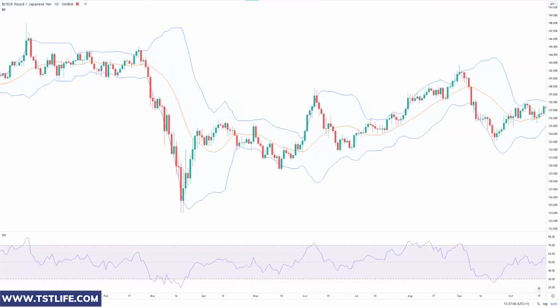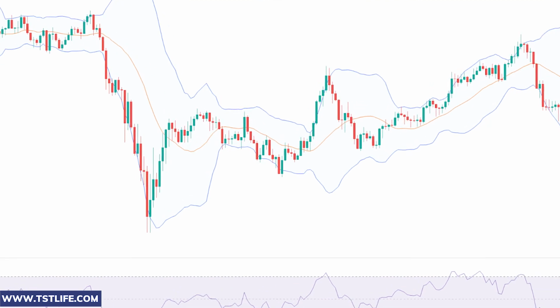For example, we could have gone long here as the price hit the lower Bollinger Band and the RSI is below 30. That would be a risky trade as we are trading against a tremendous downward breakout recorded here. The best option, in my opinion, is to wait a little bit for confirmation.